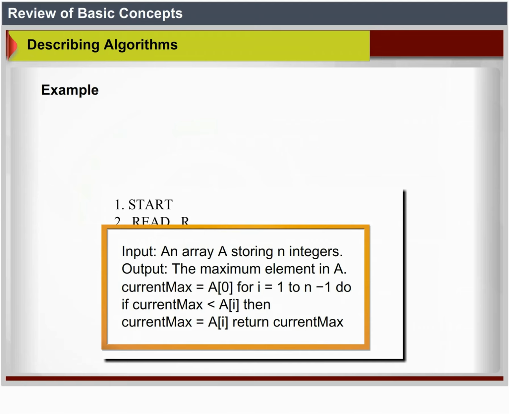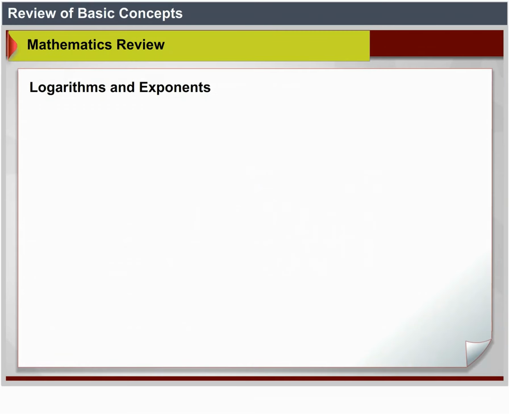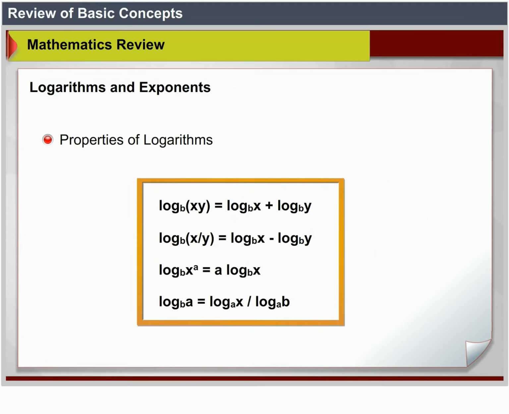Mathematics review. Logarithms and exponents. Properties of logarithms. Log base b of xy is equal to log base b of x plus log base b of y. Log base b of x/y is equal to log base b of x minus log base b of y. Log base b of x to the power a is equal to a times log base b of x. Log base b of a is equal to log base a of x divided by log base a of b.